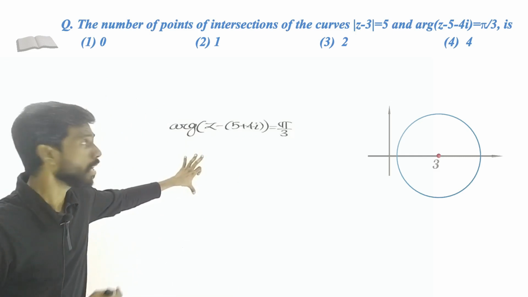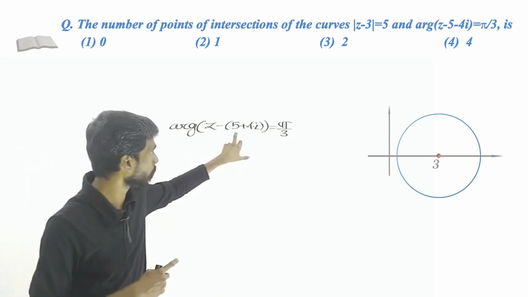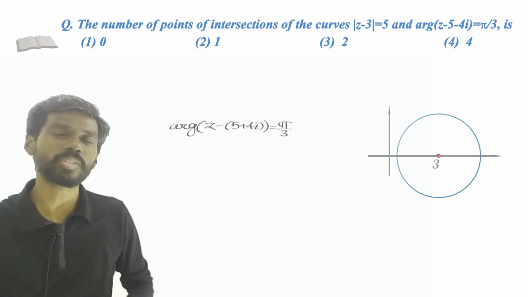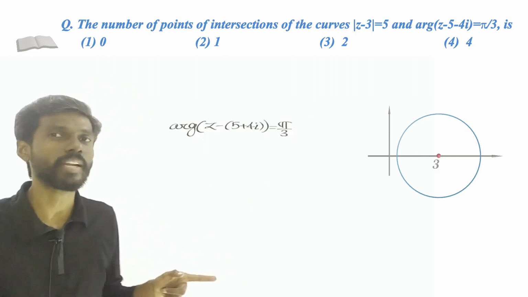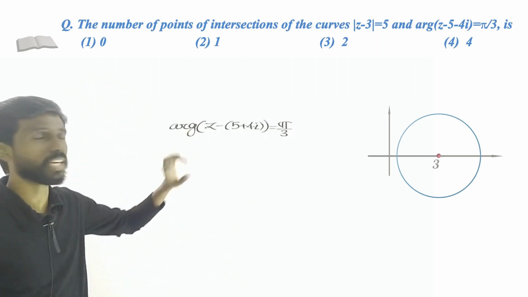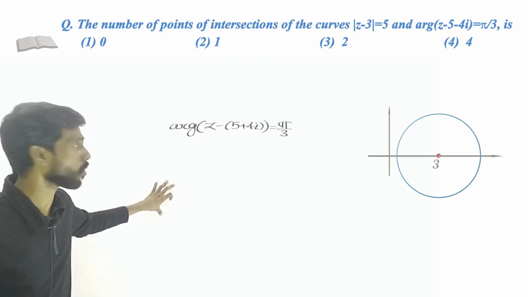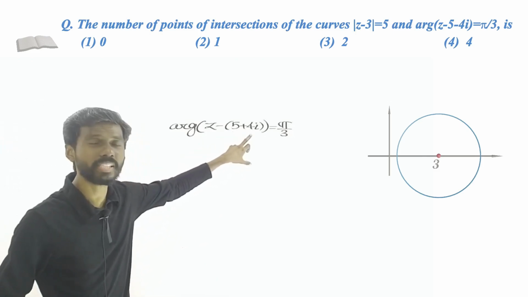So the circle is drawn. Now we're not sure where this point, 5 plus 4i, is. Is it inside the circle or outside the circle? We have to check that, right? So that makes a difference. If the point is outside the circle, maybe there is no intersection, so we don't know. So we have to check whether the point is inside or outside the circle.